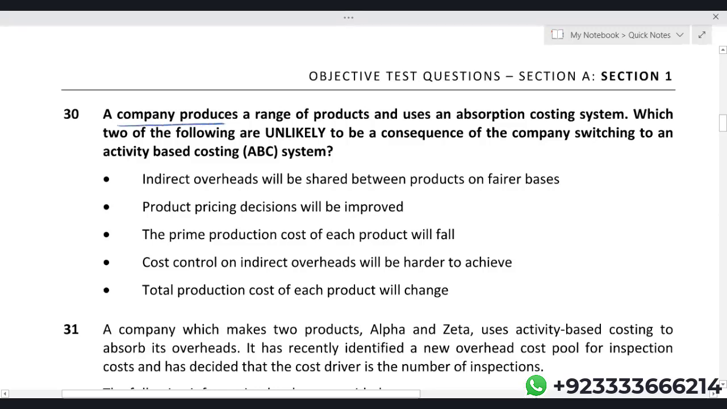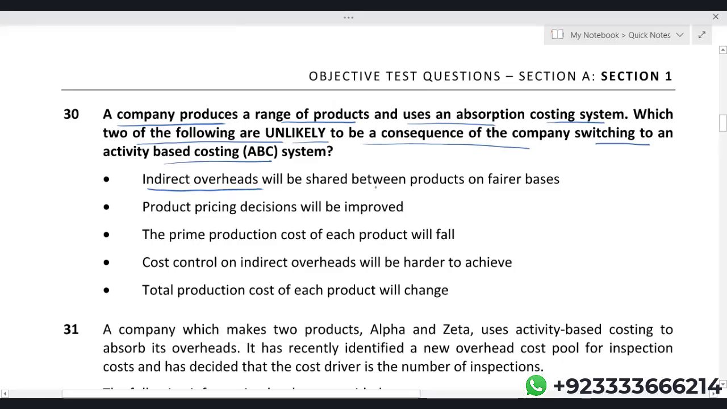A company produces a range of products and uses an absorption costing system. Which two of the following are unlikely to be a consequence of the company switching to an ABC system? Okay. The company uses absorption costing. Now they are asking which two of the following are unlikely to be a consequence if they shift from absorption to ABC. Let's see.